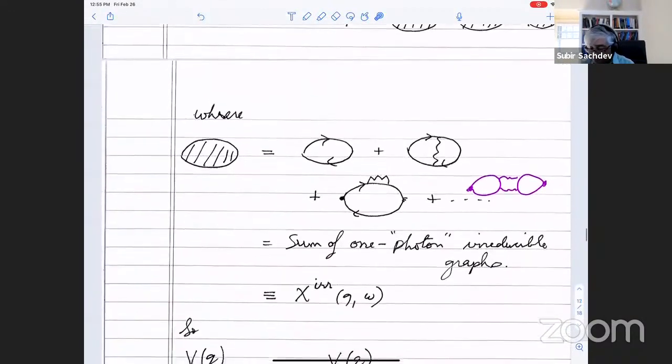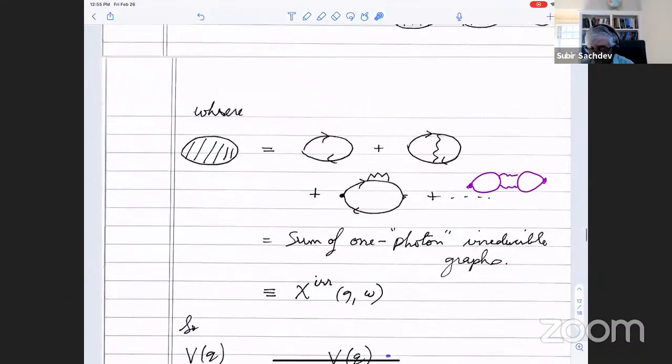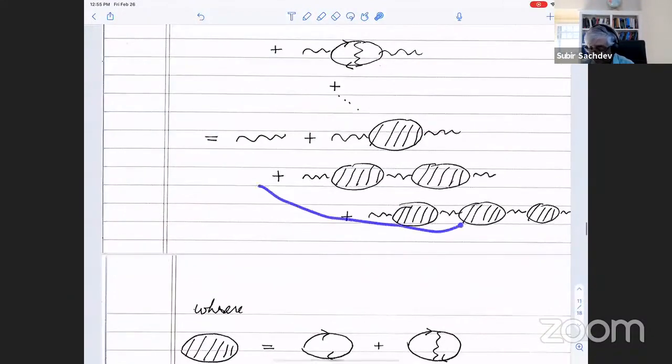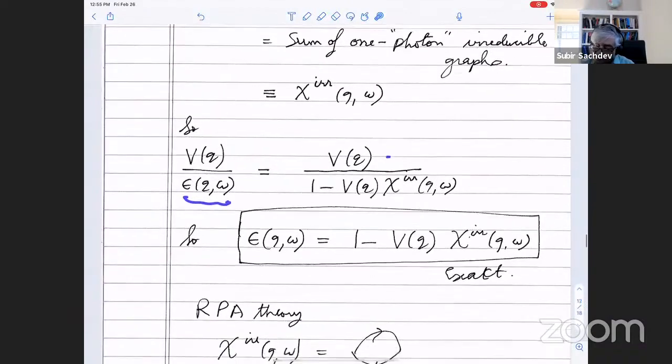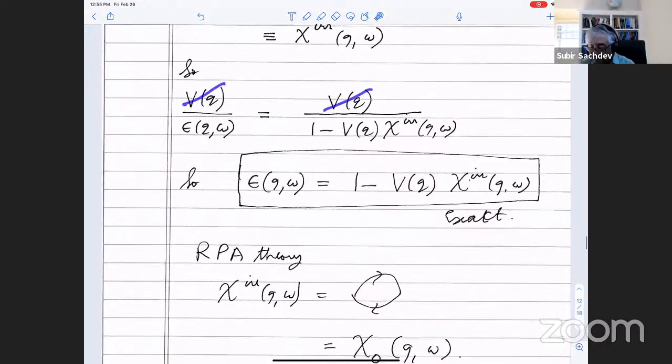I can sum the geometric series, and therefore I conclude that V of Q over epsilon of Q and omega is V of Q times the sum of this series, and that's the usual geometric series. It's the first term times 1 minus the ratio, and that gives you V of Q times chi irreducible. So this V of Q cancels with that, and I get an exact expression for the dielectric constant. The dielectric constant is 1 minus V of Q times chi irreducible. Okay.